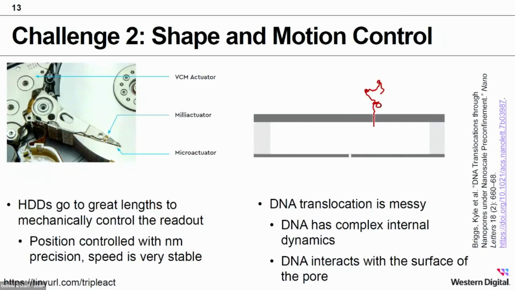Another problem is controlled translocation. If you take a hard drive apart, I wanted to bring one, but I thought it's not a good idea to have a cut open hard drive on the flight here. It's really interesting what's in there. You have these mechanical mechanisms, and they can position the head with nanometer accuracy. It's very, very tightly controlled.